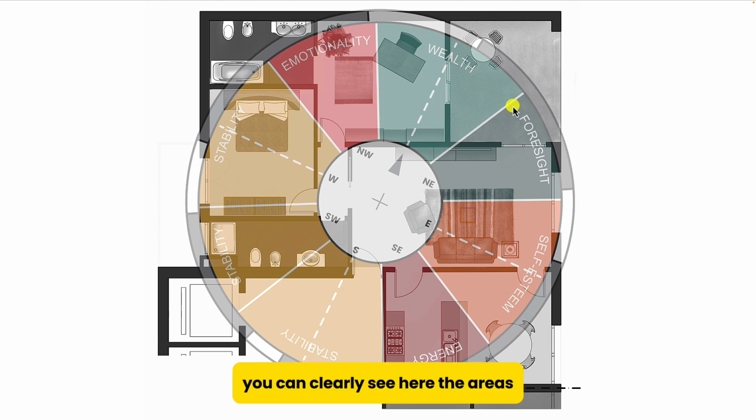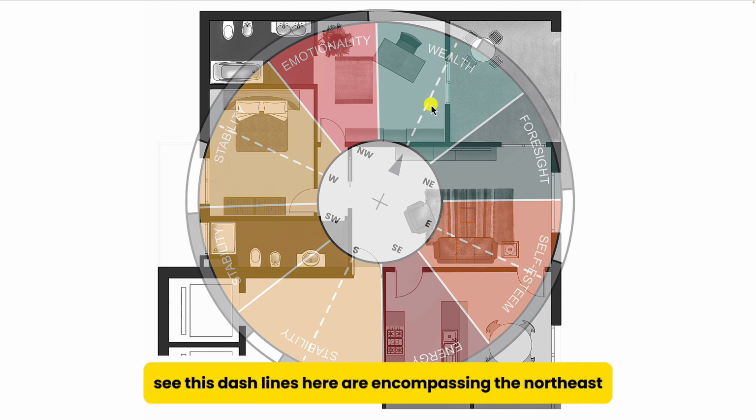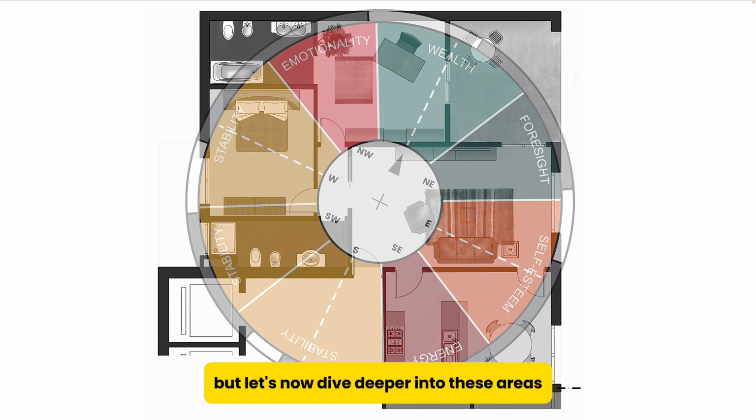You can clearly see here the areas: the foresight area, the self-esteem, the energy, the stability areas, the emotionality area, and the wealth area. At the same time, you can also highlight very easily the quadrants. This is the northeast quadrant. You see these dashed lines here are encompassing the northeast, and then as well you have the other quadrants, the northwest quadrant that encompasses the northwest, the southwest quadrant, and the southeast quadrant, the energy one. But let's now dive deeper into these areas and quadrants.